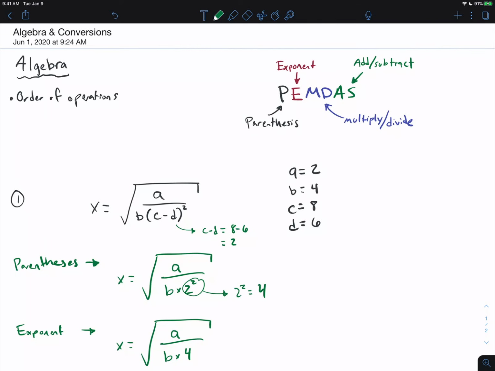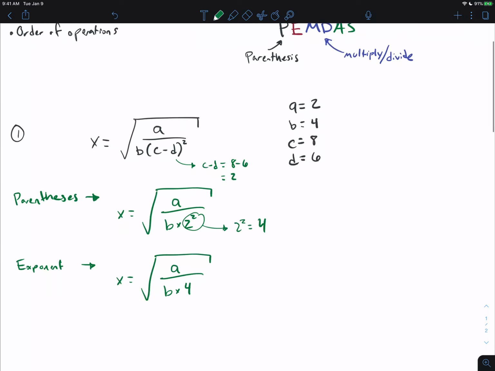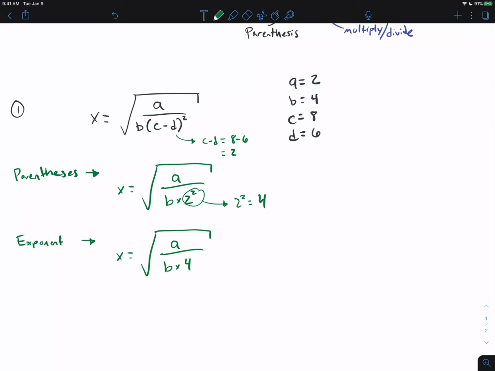So if we have this PEMDAS, multiply and divide is next. Anything I want to multiply or divide has to go next. So multiplication and division, you can commute these operations. It doesn't matter which one you multiply or divide first, as long as you keep track of what is being multiplied and divided, right?